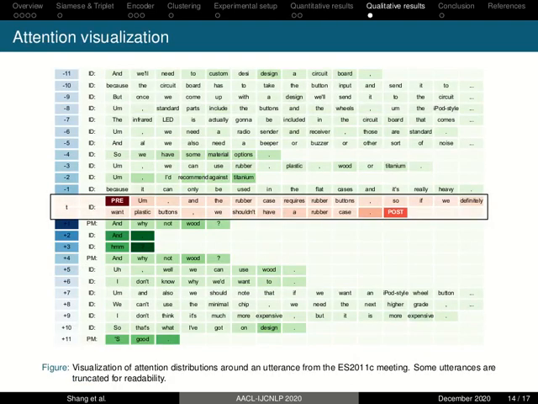Now I'd like to move on to the attention visualization part. Given the target utterance highlighted by the black frame, the rubber case requires rubber buttons, so if we definitely want plastic buttons, we shouldn't have a rubber case. And it's 11 pre and 11 post context utterances.